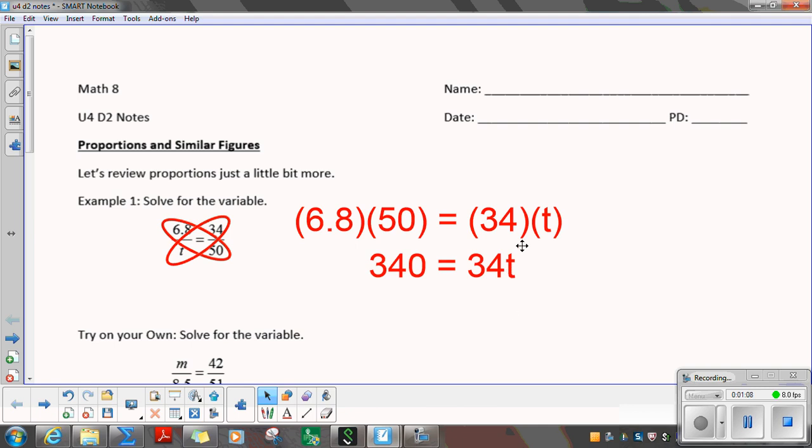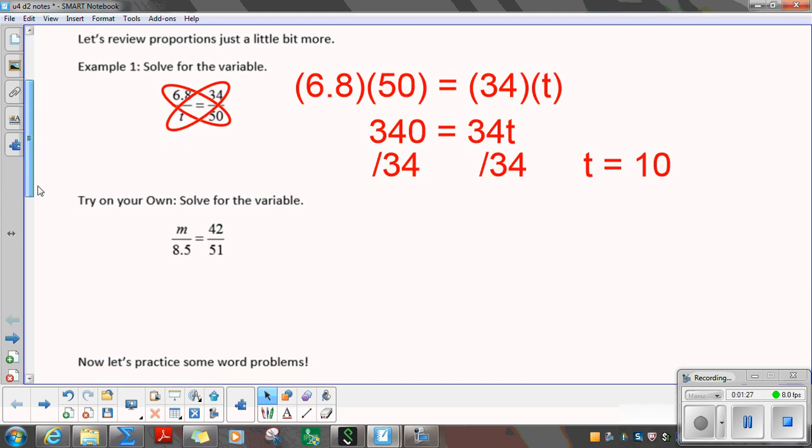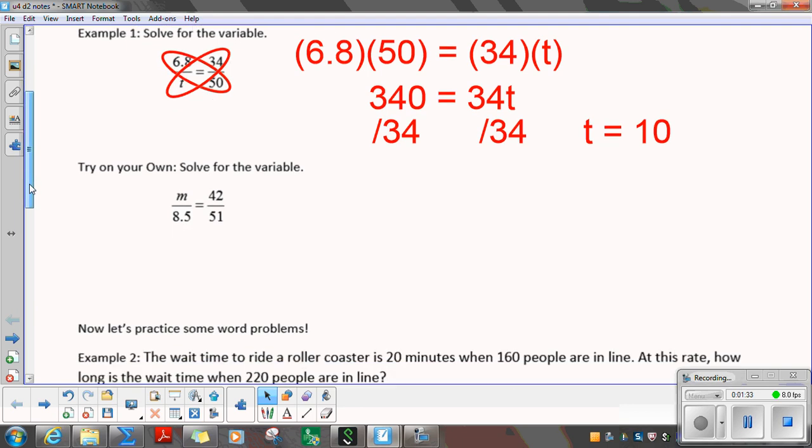Now I solve the equation. Basically I'm trying to get t by itself, so I need to undo this multiplication by dividing both sides by 34. That gives me t equals 10. Okay? So now you're going to try this on your own. You can do it now or wait until the end. It's up to you. If you do it now, just pause the video.